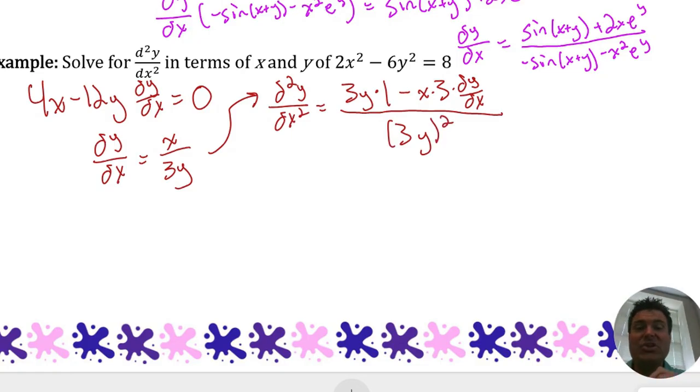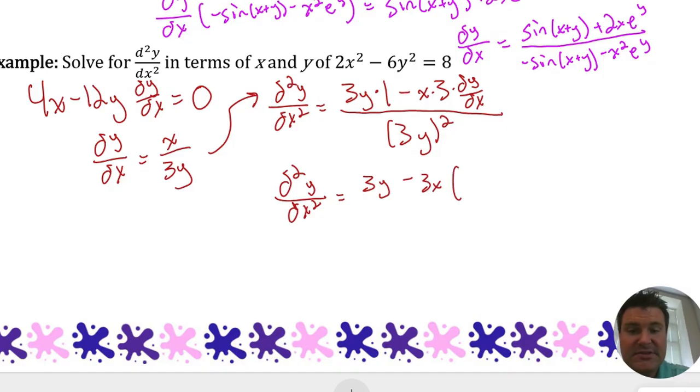So I want this in terms of x and y, so I'm not done yet. The only thing I need to do is substitute out the dy/dx, and we're going to get a final answer of minus 3x, times, substitute out that dy/dx for x over 3y, all over, really that's going to be 9y squared on the bottom. Okay, now this answer is totally correct.